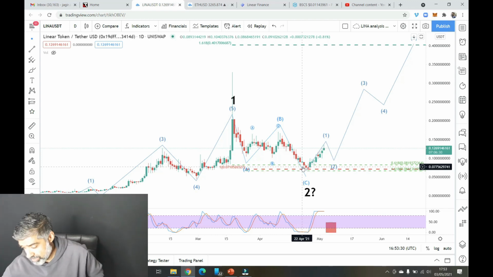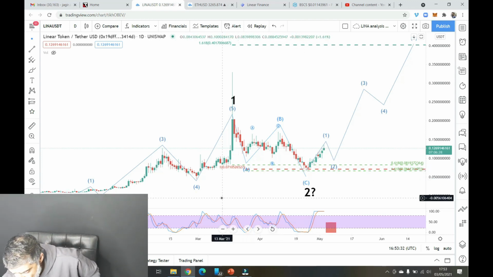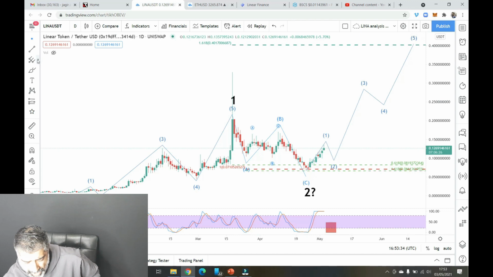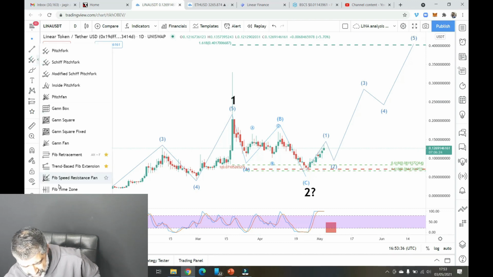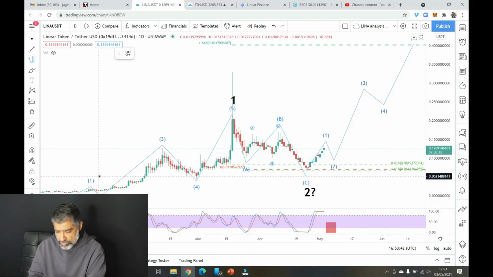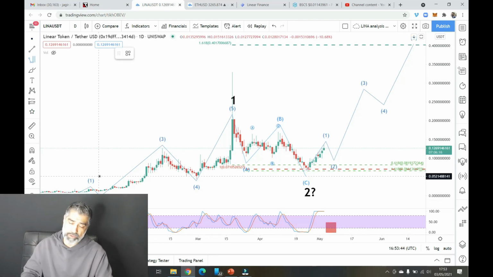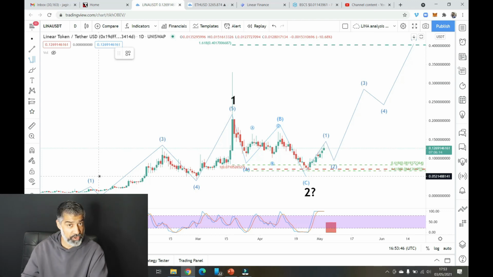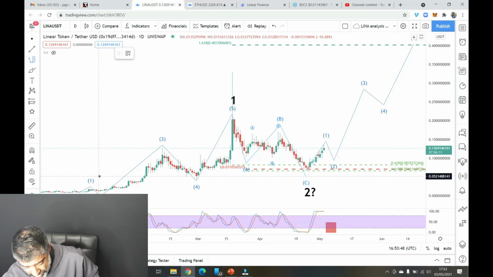So what's the other confluence of events? I'm going to show you now. I'm going to do this one live. It's called a time retracement. So we're going to click this trend-based Fib time. And if you're wondering what software this is, it's TradingView. Brilliant software. You can get a free version and you can do everything that you're seeing me do.